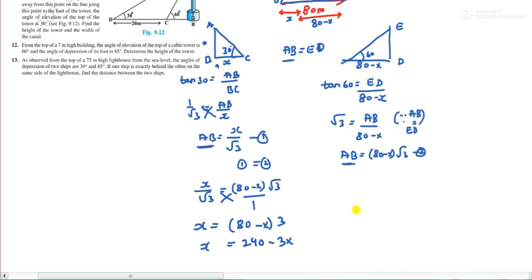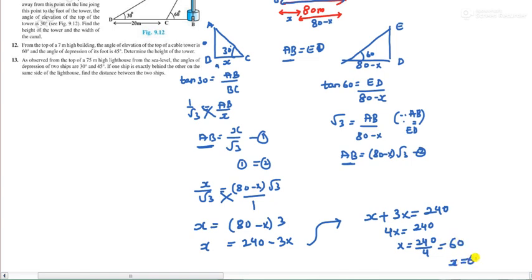Bring X to the LHS. It becomes X plus 3X is equal to 240. So this is 4X, which is equal to 240. Now X is 240 by 4, which is equal to 60. So what is X? 60.